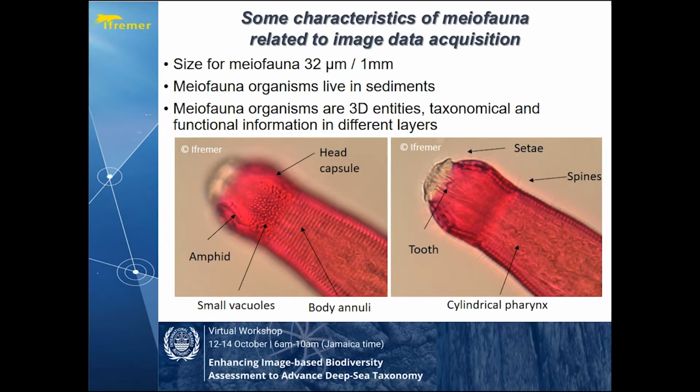Some characteristics of meiofauna related to imaging: first, they are very tiny. We consider meiofauna all the organisms passing through a 1 mm sieve and retained in a 32 micrometer sieve. They live in the sediments, a very dirty environment, and they are 3D entities. This means that taxonomical and functional information are in different layers. Here is an example of a Desmodora nematode where you can see on the left the upper focus with taxonomical information on the cuticle, and on the right the internal focus with the functional information such as the presence of a tooth, an indication of its trophic habit.